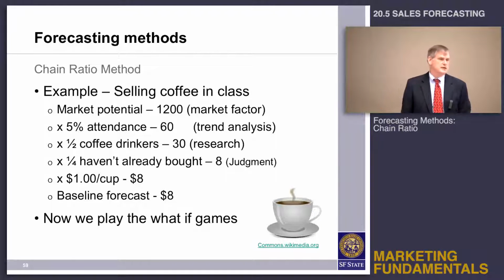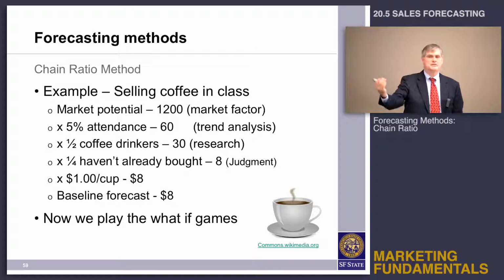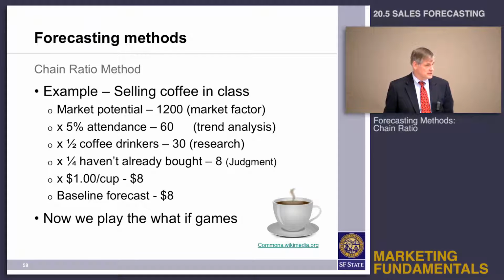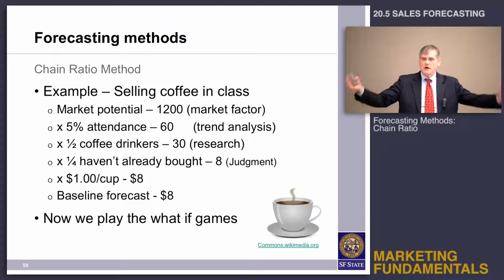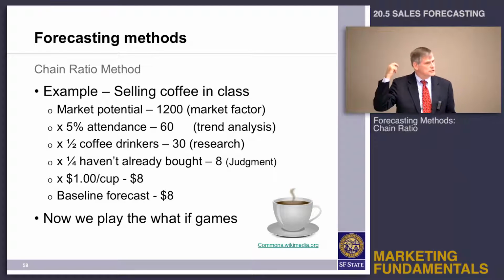So let's just say, as an example, I wanted to sell coffee in class. Okay? I know that there are 1,200 students registered in the class, so the most coffee I could sell would be 1,200 students, right? However, I know from past experience, trend analysis, that only about 5% of the students who are registered in the class actually attend in person. So I would reduce that forecast to 60, based on trend analysis.